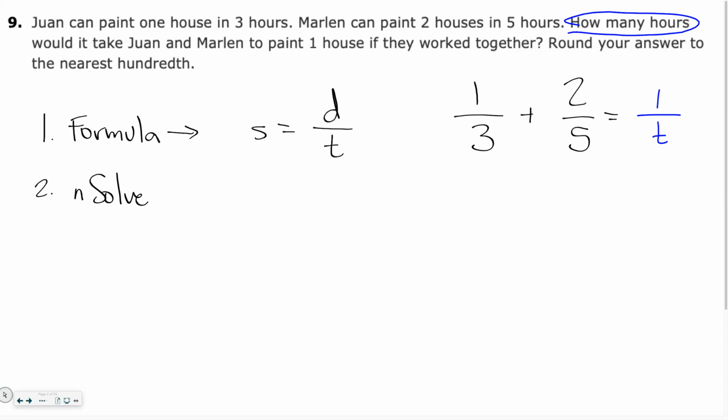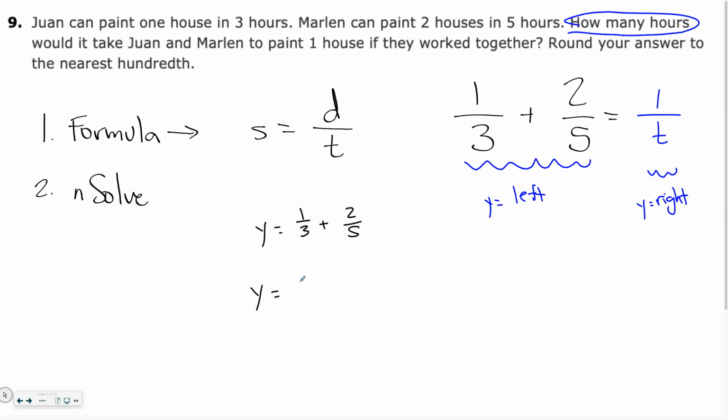Step 2, solve. How do you solve on Desmos? Y equals what's on the left side. I'm going to call this the left. And you do y equals the right. So I want you to type these in, and we'll come back and get our solution. You're going to do y equals 1/3 plus 2/5. And as a second equation, y equals 1 divided by t. Go ahead and graph those and look for the intersection. Remember, the answer is always the x value.